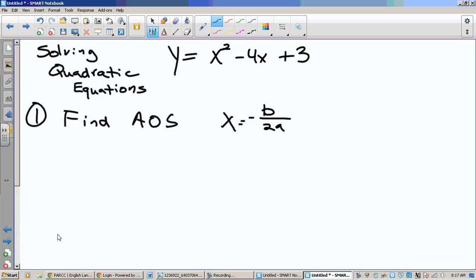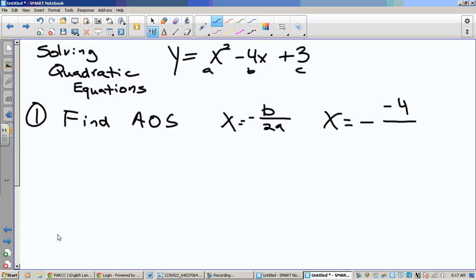But either way, you could say this is the negative of negative 4, which is 4. So you could do 4 over 2a, or you could just do a negative at the very end. That's the way I've been teaching it. So it's negative 4, because remember this is a, b, and c. Negative 4 over 2 times a.